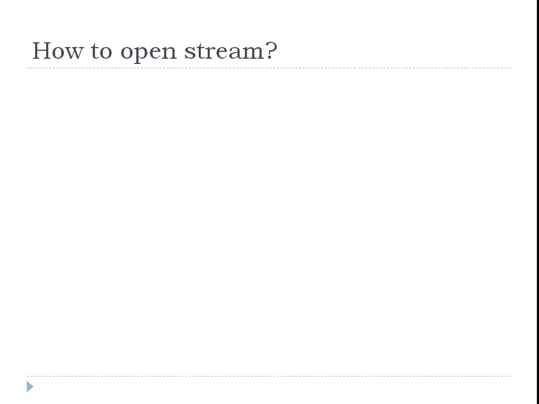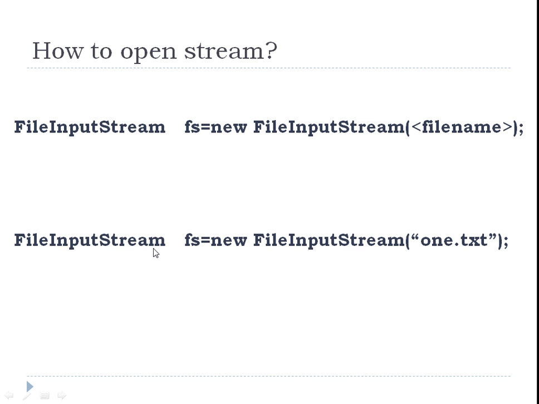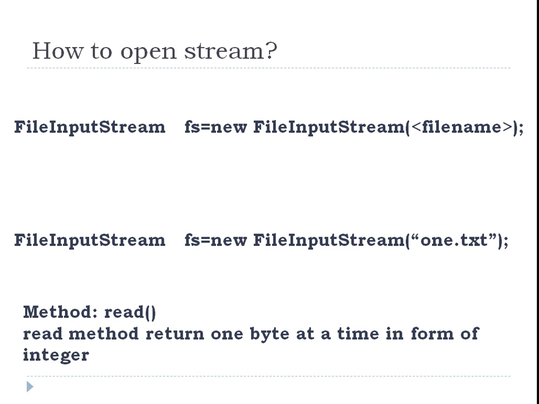Now the question is how to open a stream, how to create a connection. Say we want to create a connection between our program and the file. There is a class FileInputStream, and this class needs a file name. When we create an object of this class by specifying the name of the file, it will create a connection between our program and the file. So this is the first step, opening a connection, opening an input stream. For input, FileInputStream. For output, FileOutputStream.